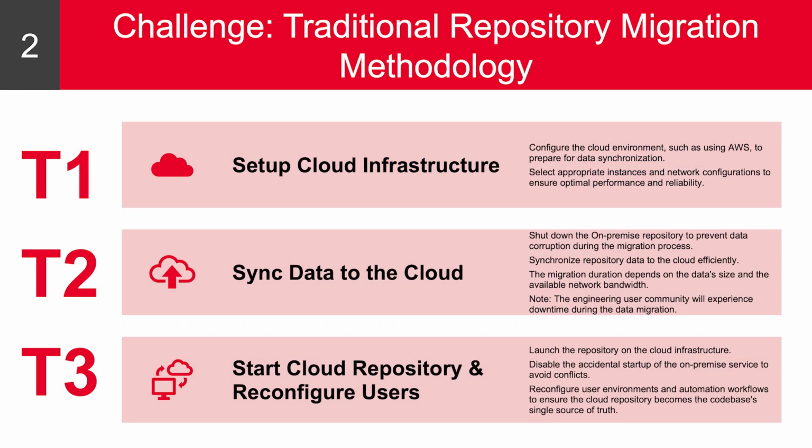Before I step into the solution, I'm going to talk about the traditional method that's used for doing data repository migration to cloud. So I have three steps in here, T1, T2, and T3. The first step is quite simple. You set up cloud infrastructure. Second step, you sync the data to the cloud. Remember, you're using manual methods here, so depending on the data size, you're going to have that much downtime for the users. And lastly, you start up the cloud repository, and then you have to reconfigure all the user workflows and their work areas to point to the new location.